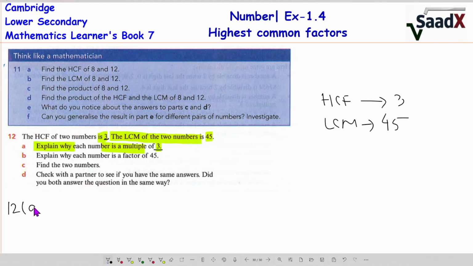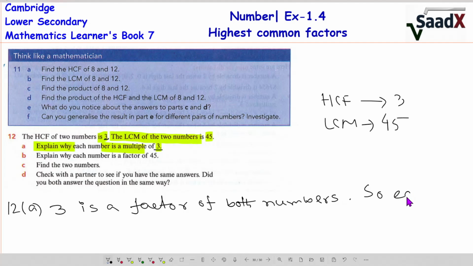So we can write 12A: 3 is a factor of both numbers, so each number is a multiple of 3. Very interesting question.